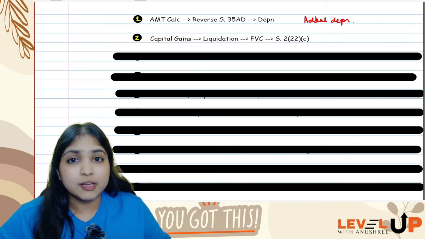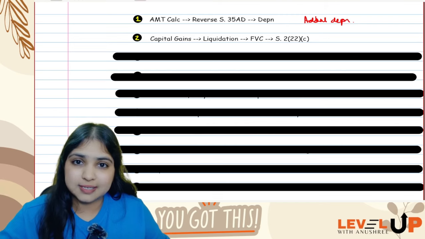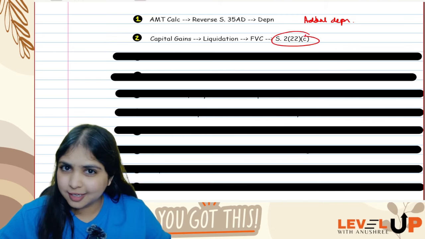Question number 2. When you're doing capital gains computation in a liquidation scenario, then from the full value consideration, you're supposed to subtract section 222C dividend. Do you know how to calculate this?